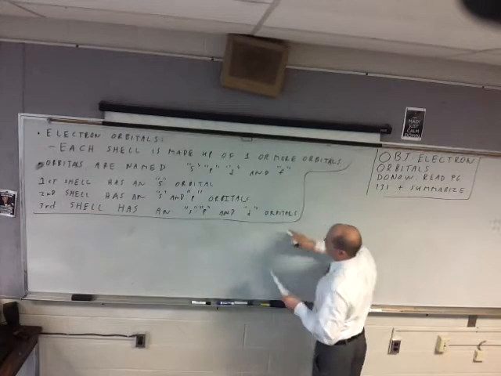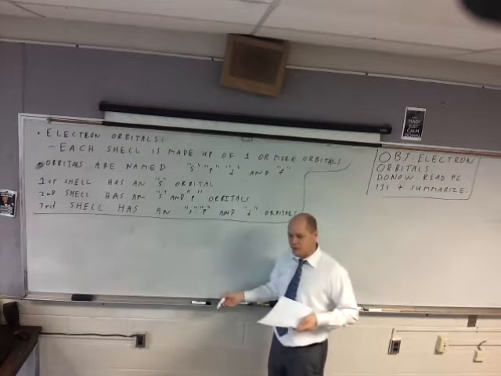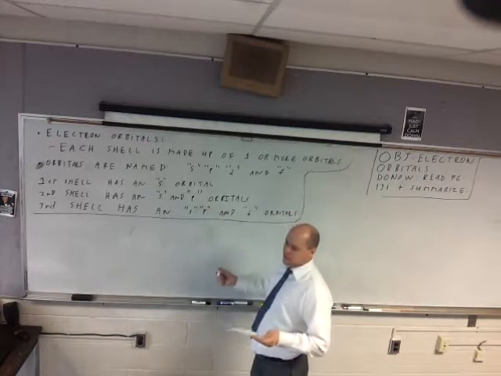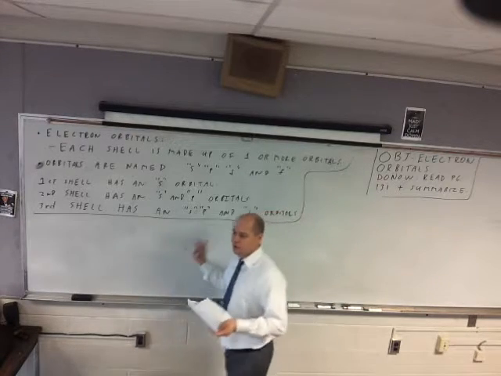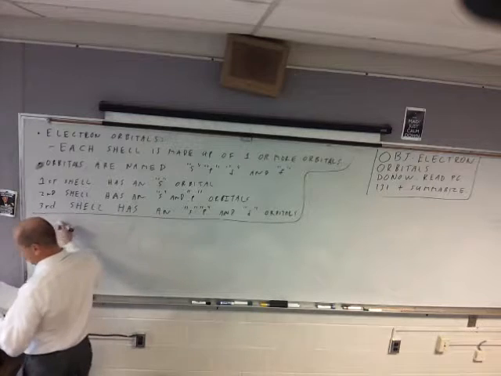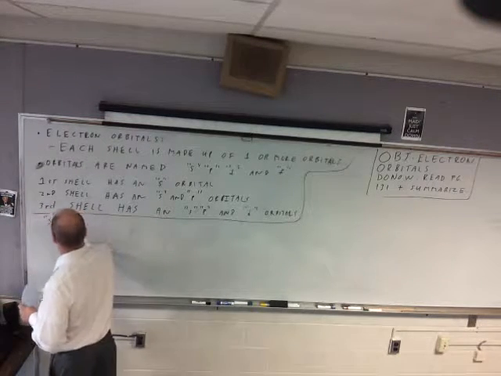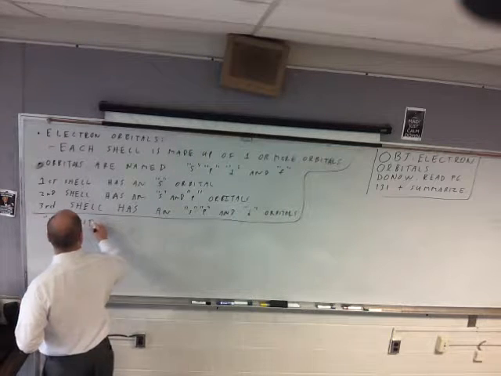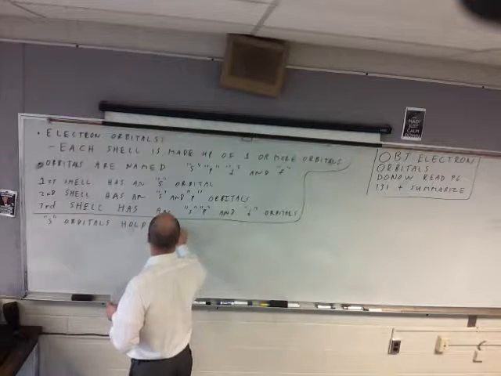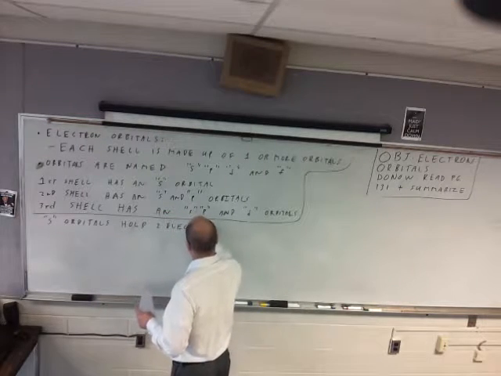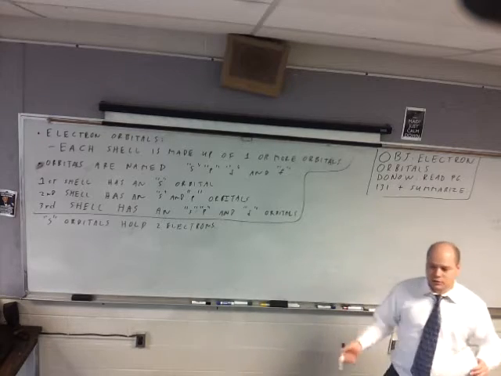So for the orbitals, every shell has an S orbital. The first shell has an S orbital, second shell has an S orbital, third shell has an S orbital. Depending on the particular orbital tells you how many electrons it can hold. So S orbitals hold 2 electrons. So for each shell, if it has at least 2 electrons, 2 will go into the S orbital.